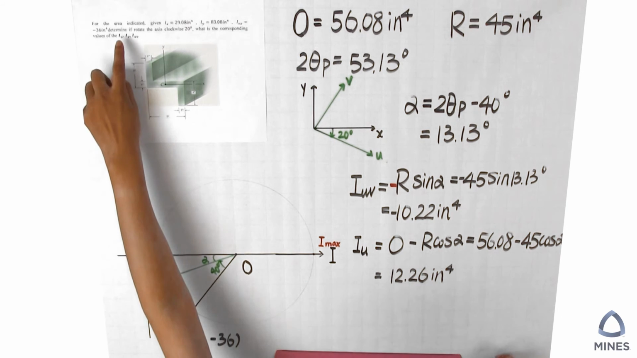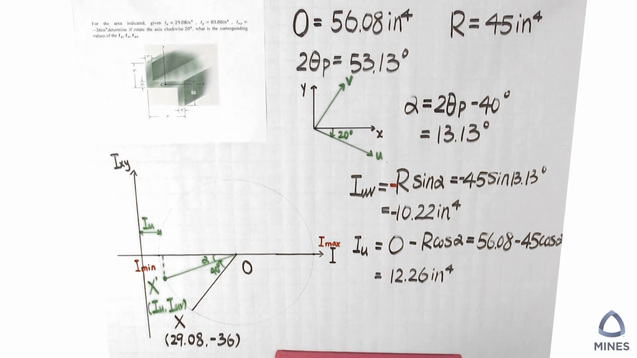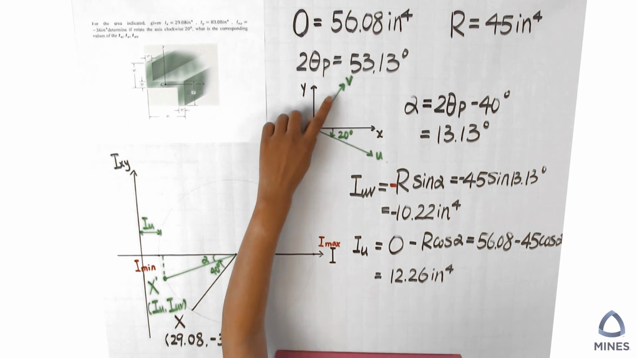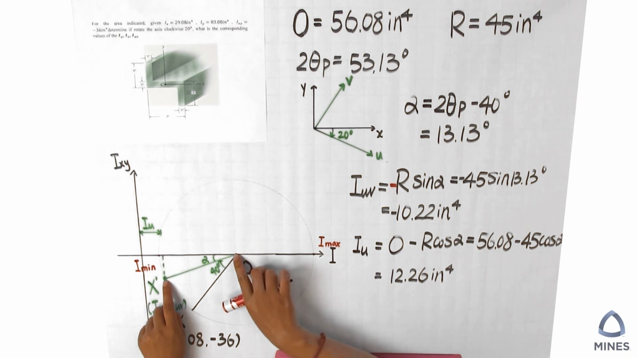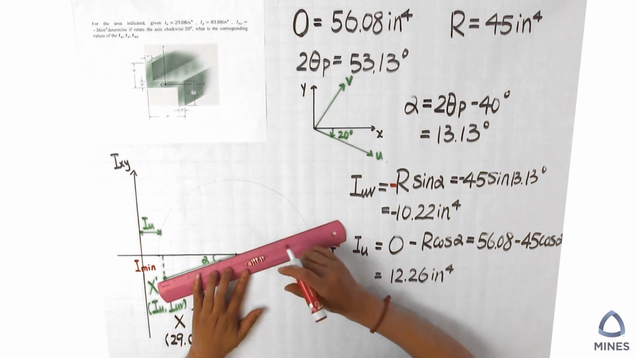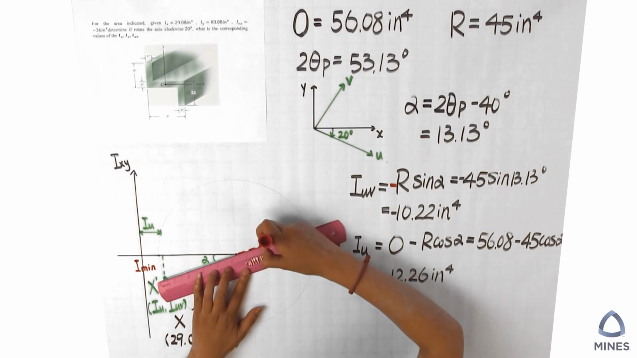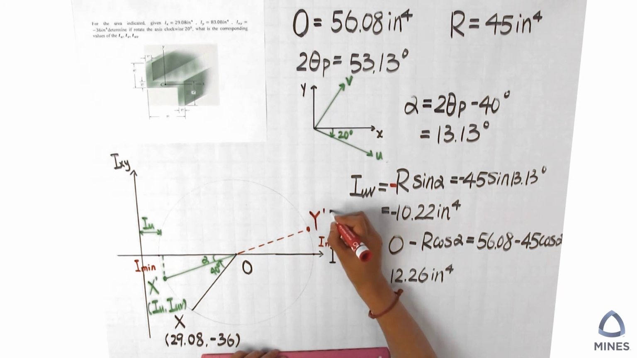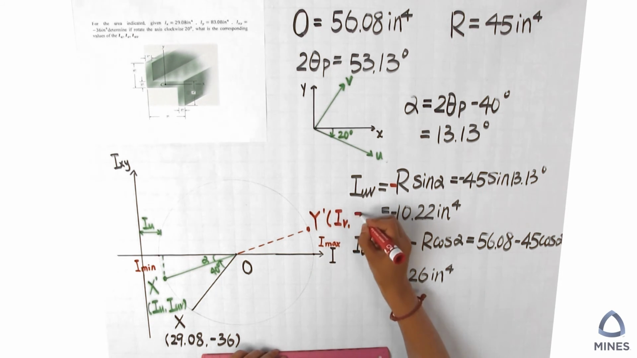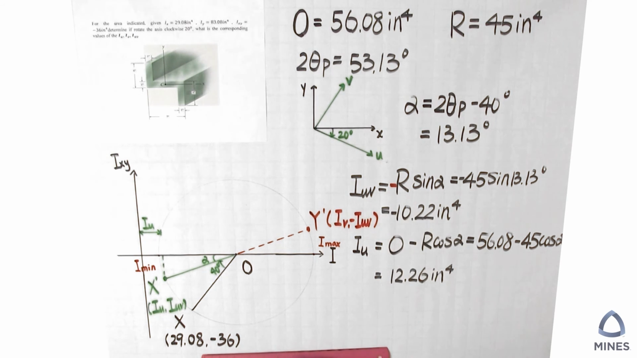So now we have found IU and IUV. The only thing we don't know is going to be IV. What is IV? So take a look here. U and V are perpendicular to each other, which means on the Mohr circle, we are going to rotate the OX prime line by double the angle, 180 degrees. So we just extend this line, and the intersection here is going to be Y prime, which is IV and negative IUV.